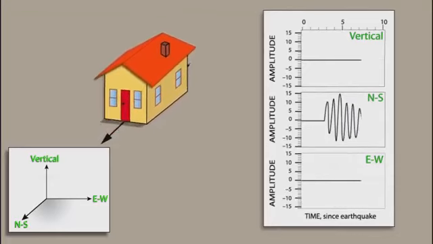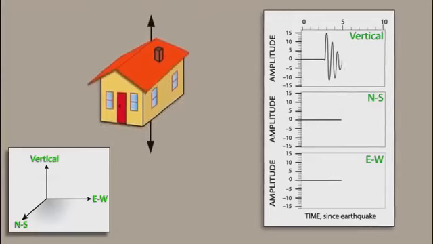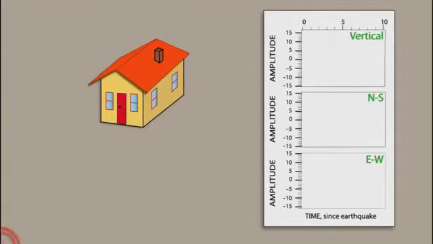When the house shifts north-south, this shows up on the second line. When the house is shaken in an up-down or vertical motion, only the top seismogram records the motion.